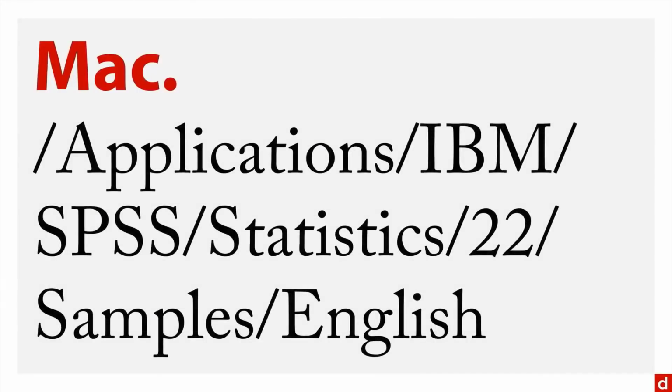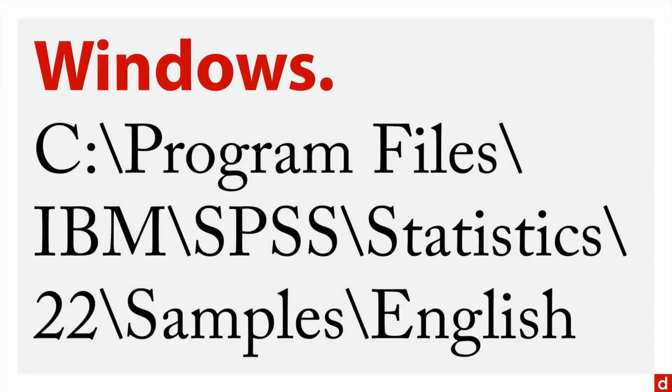Now, if you're on a Macintosh like I am, then it's going to be in your Applications folder under IBM SPSS Statistics 22 or whatever version you're using, then Samples, and then English, then you'll have them. In Windows, it's a little bit different. It's going to be C, Program Files, IBM, SPSS Statistics 22 or whatever version you have, Samples, and then English. So you have to navigate to that manually in order to be able to find those. But when you do, you'll see a bunch of files there.